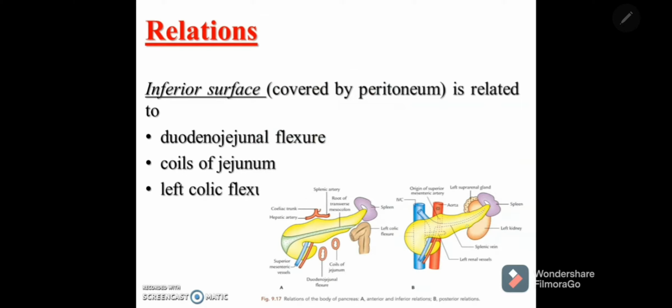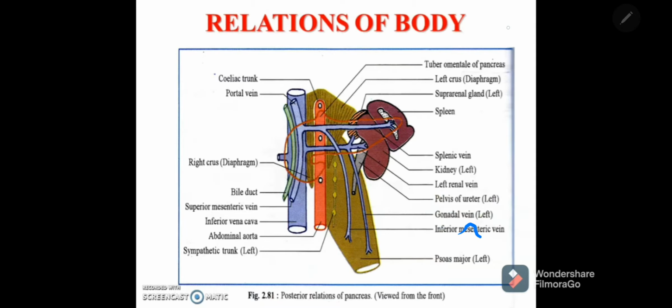Anteroinferior surface, here it is related to the duodenojejunal flexure, coils of intestine, and left colic flexure. So here you can again try and notice the relations of the body. Posteriorly you can see here aorta, left crus of diaphragm, left kidney, left suprarenal gland, this is left renal vein, splenic vein and suprarenal vein, and inferior mesenteric vein which is joining the splenic vein. These all are related to the posterior surface.